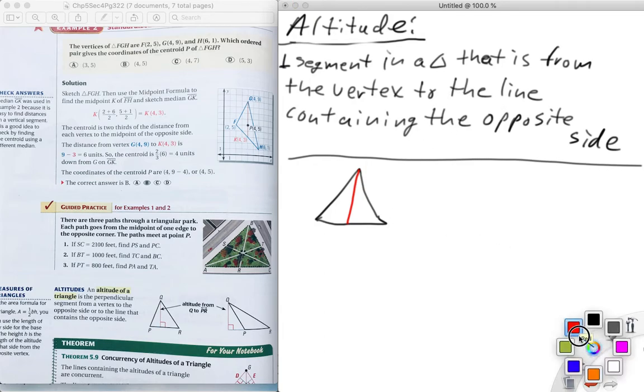Okay, so here's the vertex. It's a perpendicular line. Here's the opposite side, but if I can draw a line through this guy, this is the line that contains the opposite side within it. So that's where this comes from, and there's a reason why that is, and I'm going to get to that in a second. Then we have a right triangle.